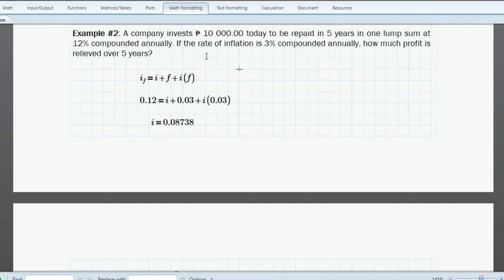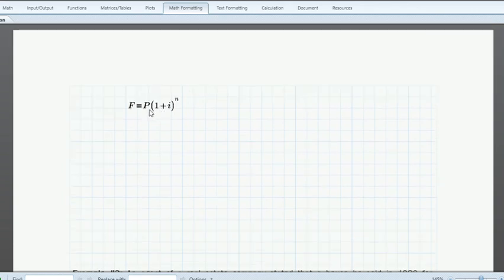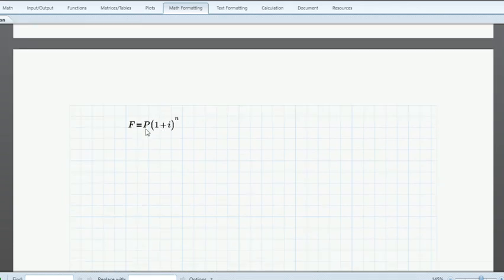Pero here, in our problem, for example, number 2, we have a single investment of 10,000. Isang beses lang tayo nag-invest. Kaya ang gagamitin natin formula to solve for the future value ay si compound interest. Okay? Gets? So, let's continue our solution.